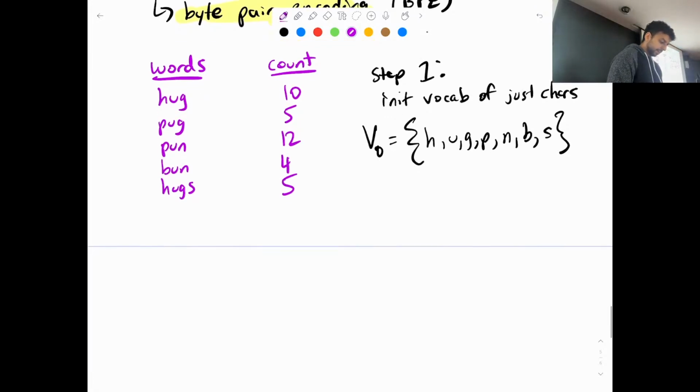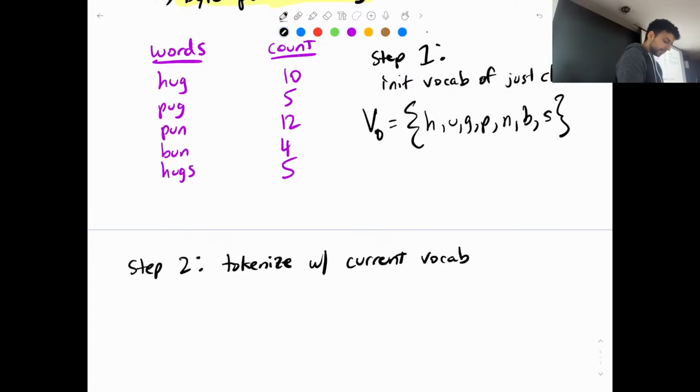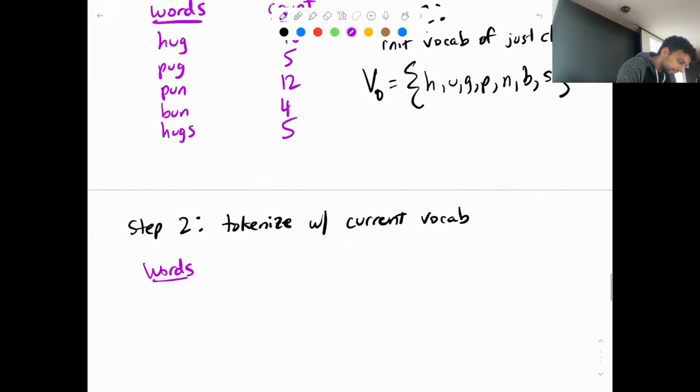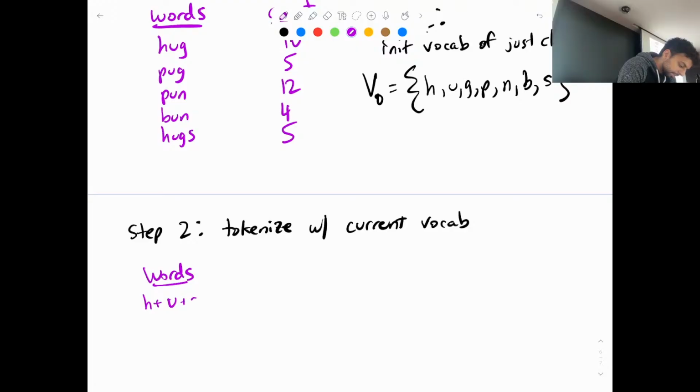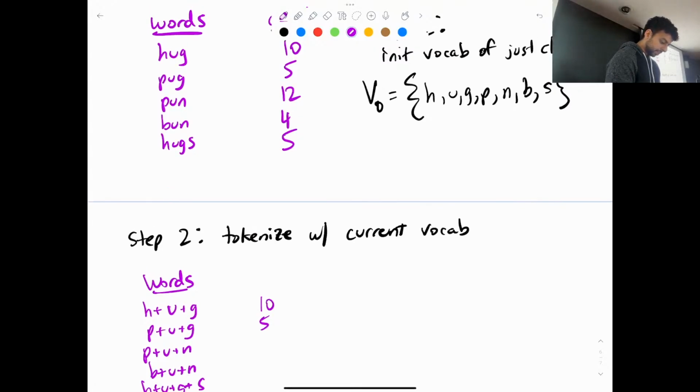Now I can actually use this to segment my text. So step 2, tokenize with the current vocab. Now my data set becomes something like this: H plus U plus G, P plus U plus G, P plus U plus N, H plus U plus G plus S. So this is the most base form of the vocabulary, and we have our counts over here.